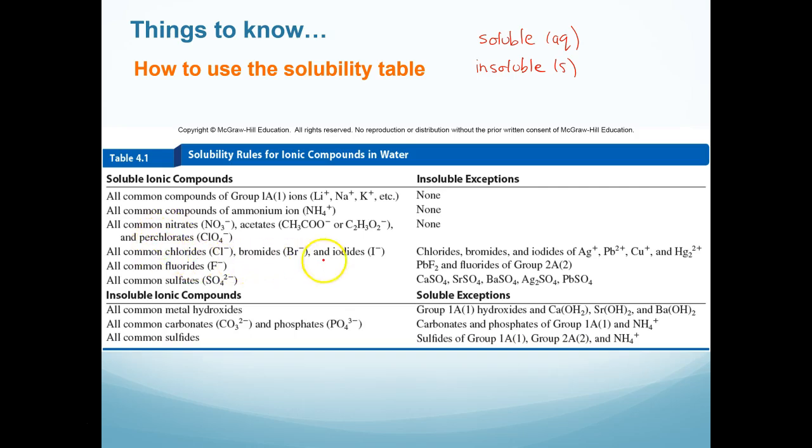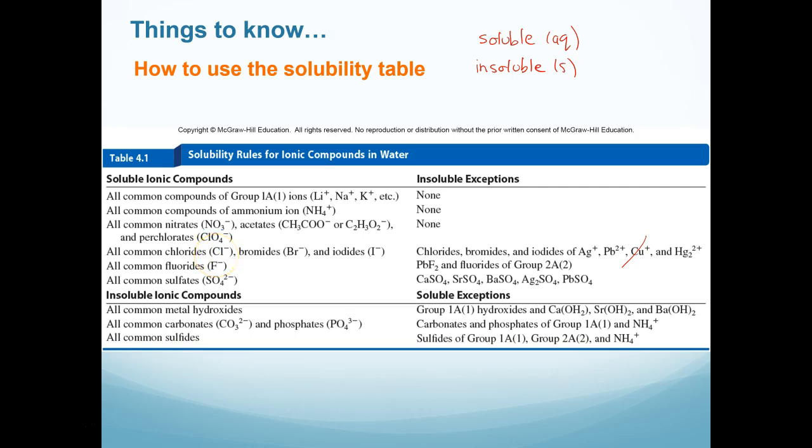Now once we go down to the next line, that's when we start to have some exceptions. For chloride, bromide, and iodide, it says that all of these, when I pair it with some cation, will be soluble in water, except if I pair it with silver, lead, or mercury. We're not going to worry about copper, so we can cross that one out, right? So for this one, I could say something that we expect to be soluble is sodium chloride.